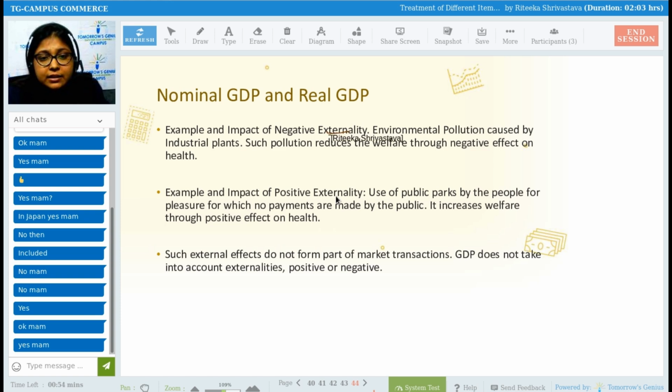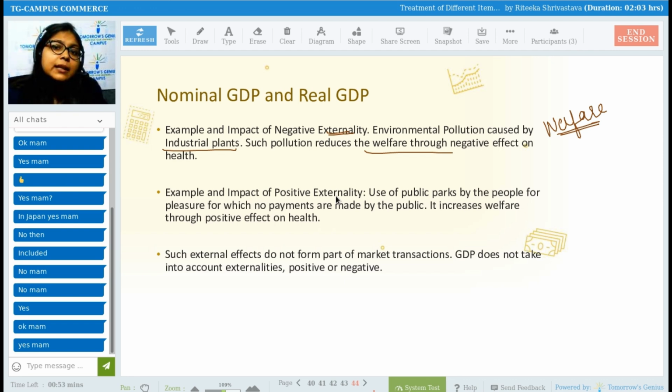Now, an example of negative externality: environmental pollution caused by an industrial plant. Such pollution reduces the welfare through negative effect on health. So negative externalities also affect the welfare of the economy. How are firms considered to be a negative externality? They are spoiling the environment, hampering the environment, creating more pollution, sound pollution, air pollution, noise pollution. Such kinds of pollution are created by the firms. So that is a negative externality.